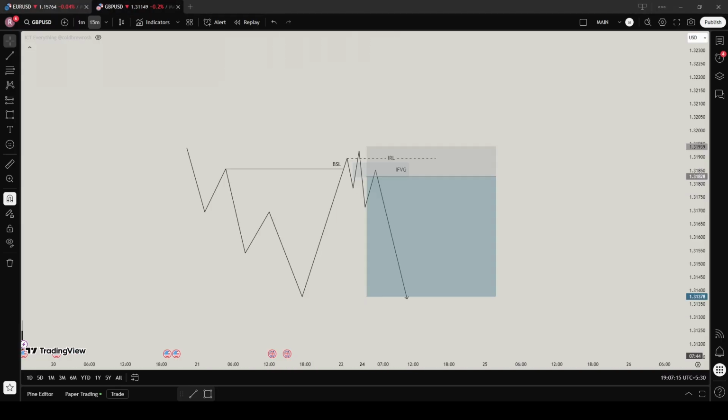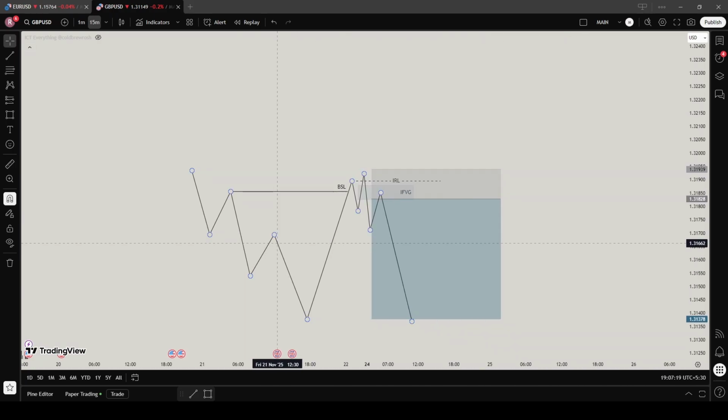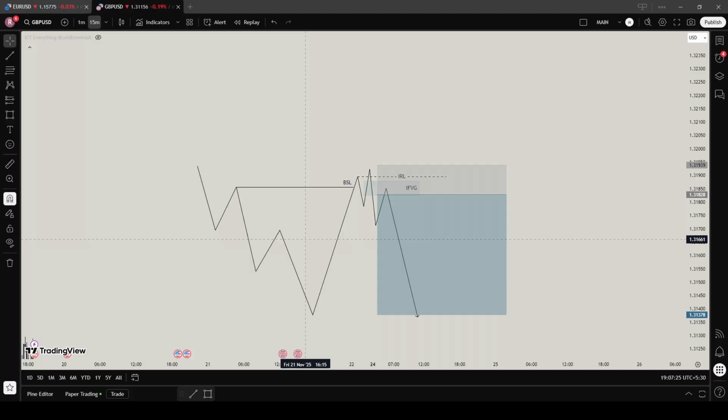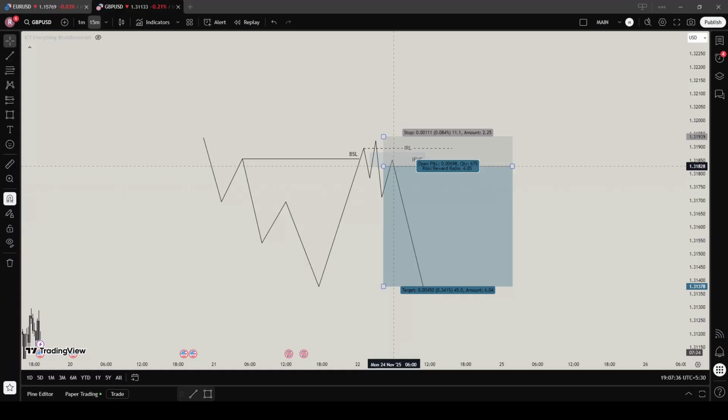So this is how a bearish example of this model looks. First, we need a liquidity sweep. And in this case, we have a clean buy-side liquidity sweep right here. After that, we need a lower time frame manipulation, which you can see happening here. And finally, we get an inverse fair value gap. And that's the zone we'll be using to take our trades.